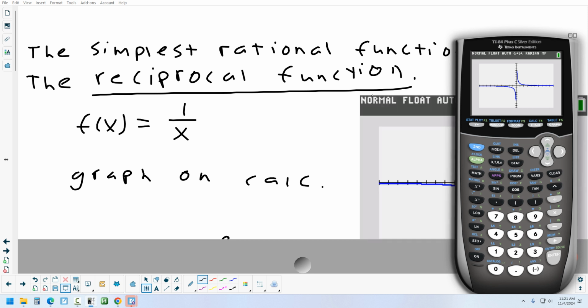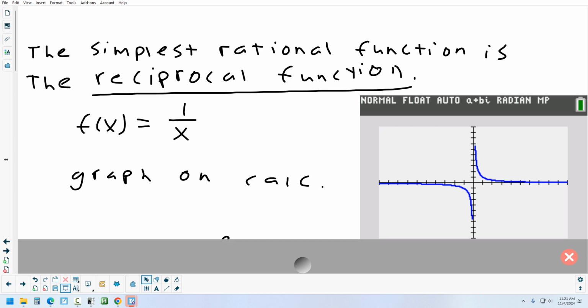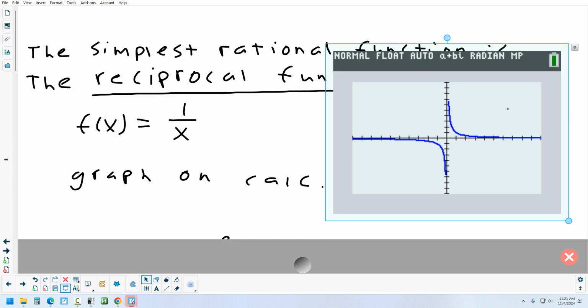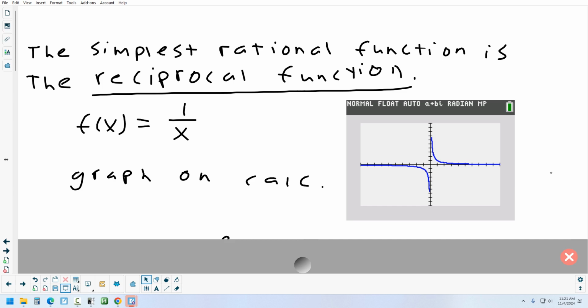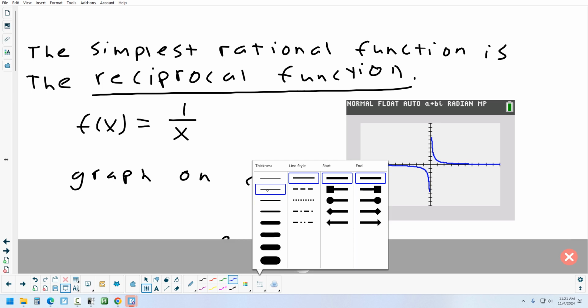Let's look at that. Okay, so that's the graph of the rational function. Does anyone have a guess what part of that I think is not really drawn well?